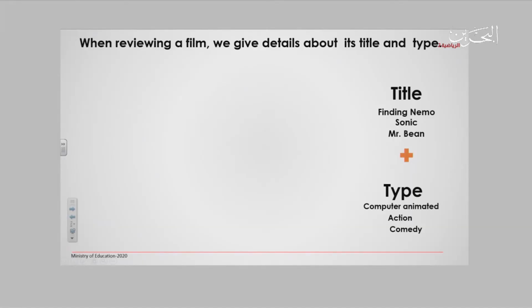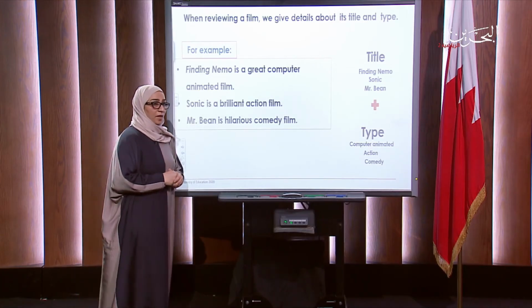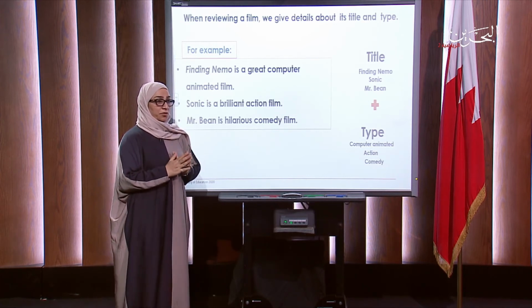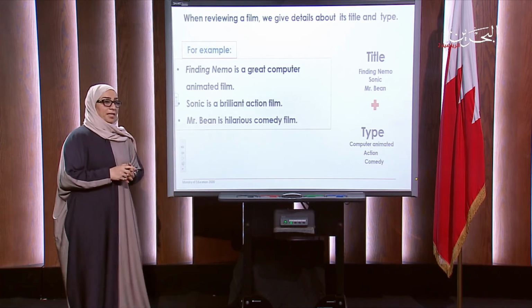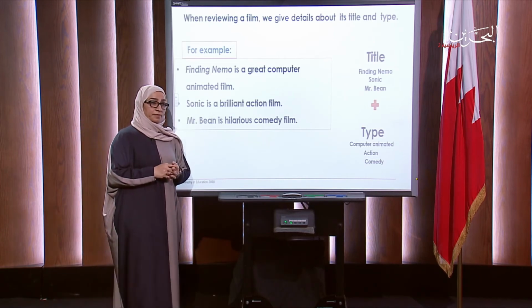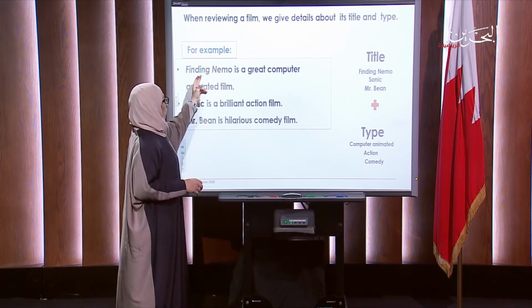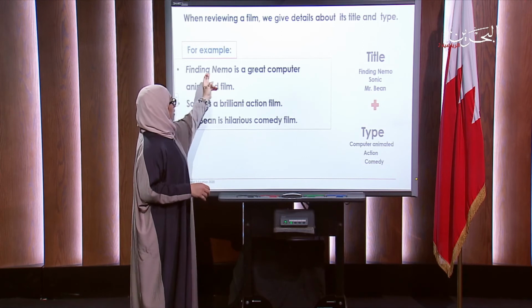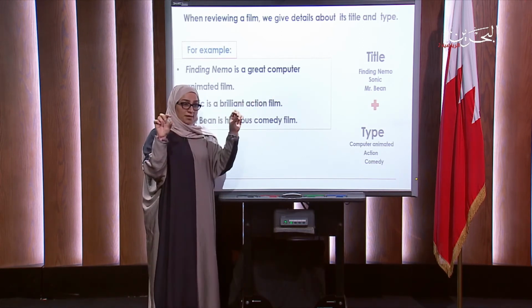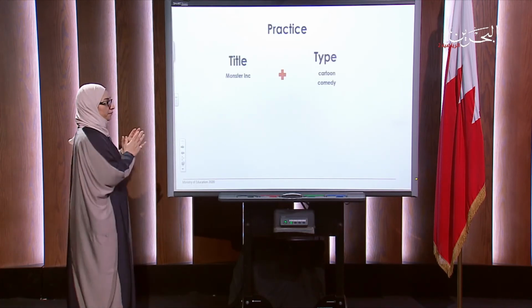Can you try before I click? Okay, let's click. This is the example. Finding Nemo is a great computer animated film. Example 2, Sonic is a brilliant action film. Mr. Bean is a hilarious comedy film. We merge the title of the film with the type of the film in one sentence. Good job. Let's go to the next slide.